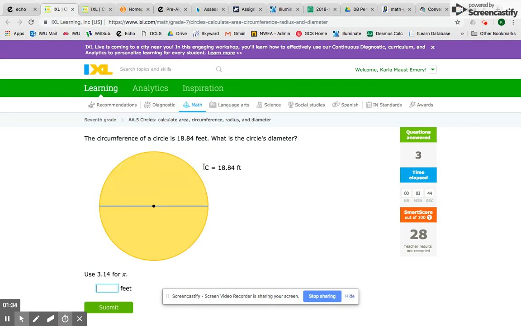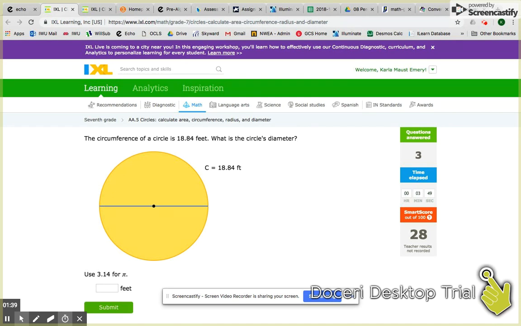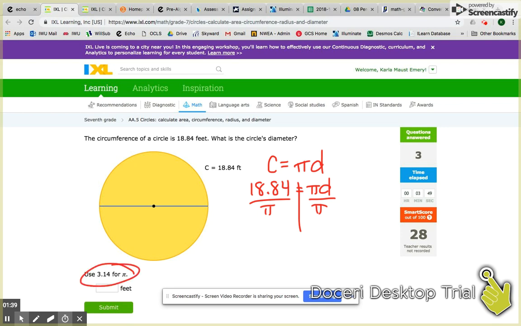Okay, this is the same thing, the only difference is that we want to find the diameter. So what we're going to do is use the circumference formula, but in this case we're going to use pi times the diameter. So our circumference is 18.84 is equal to pi times the diameter. And I want to divide each side by pi, which in this case, they tell us that we want to use 3.14.